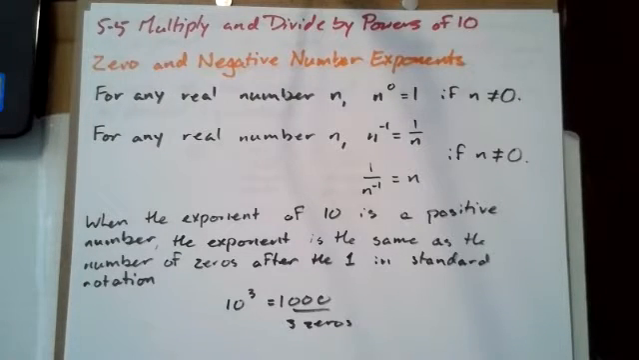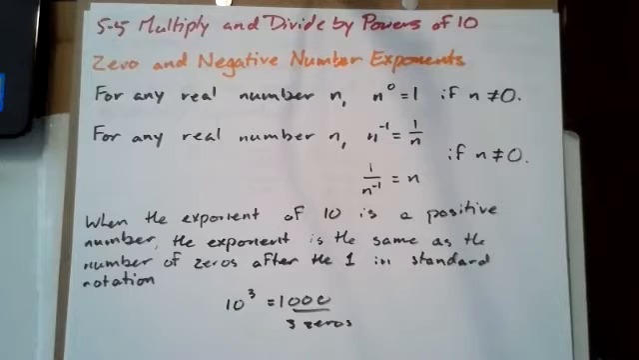In this video, we will discuss multiplying and dividing by powers of 10. For zero and negative number exponents, for any real number n, n to the 0 equals 1 if n is not equal to 0. For any real number n, n to the negative 1 equals 1 over n, or 1 over n to the negative 1 equals n if n is not equal to 0.